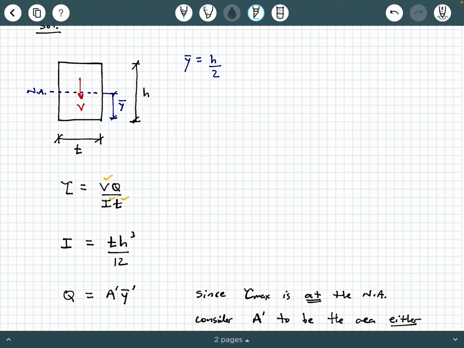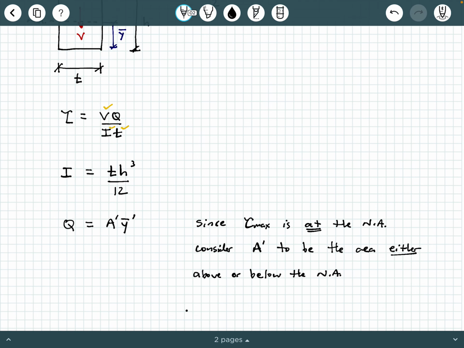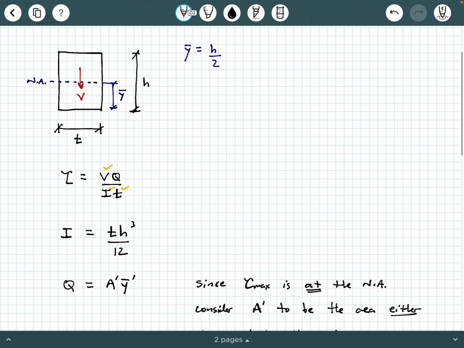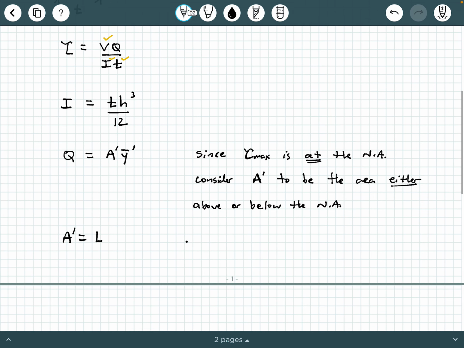If we're going to call this A prime, what is that going to be equal to? Well, in that case, A prime is equal to T multiplied by h over 2. So we're going to say that's T times h over 2. All right, that takes care of A prime.